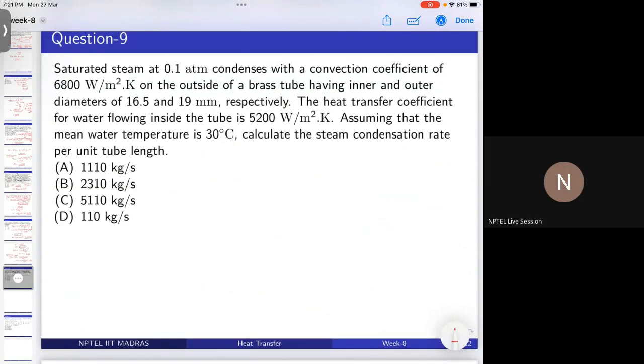So we'll go to the next question. We have saturated steam condensing at 0.1 atmosphere, with a convection coefficient of 6,800 watt per meter square Kelvin on the outside of a brass tube having inner and outer dimensions given. The heat transfer coefficient of water flowing inside the tube is also given. Assuming that the mean water temperature is 30 degrees Celsius, calculate the steam condensation rate per unit length of the tube.